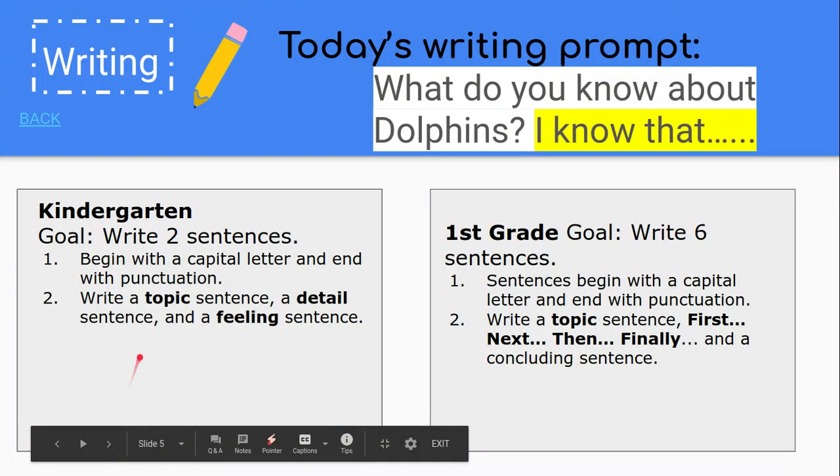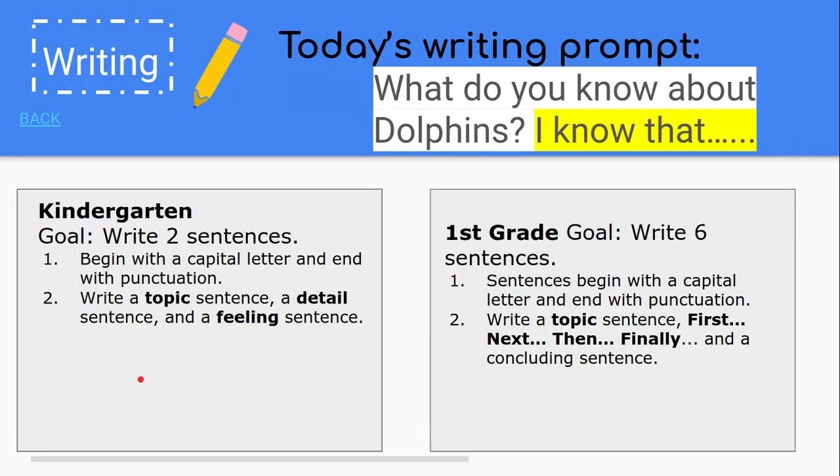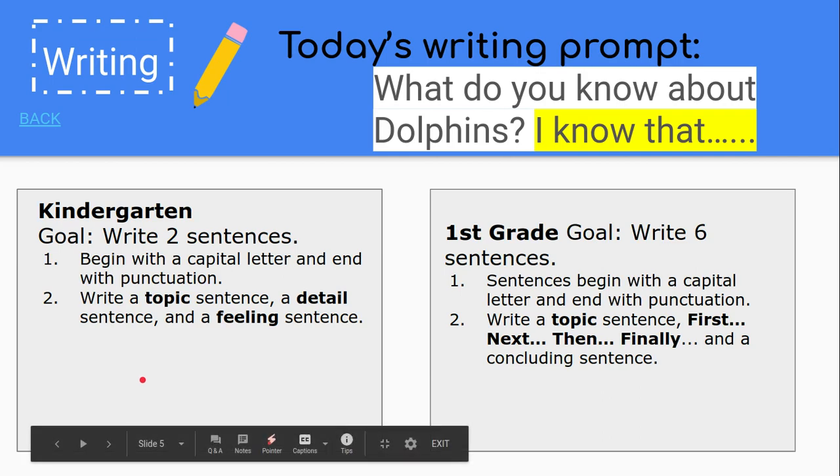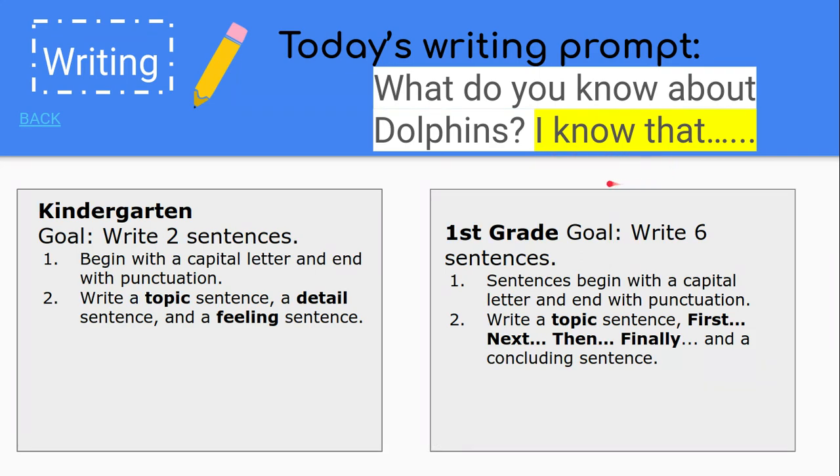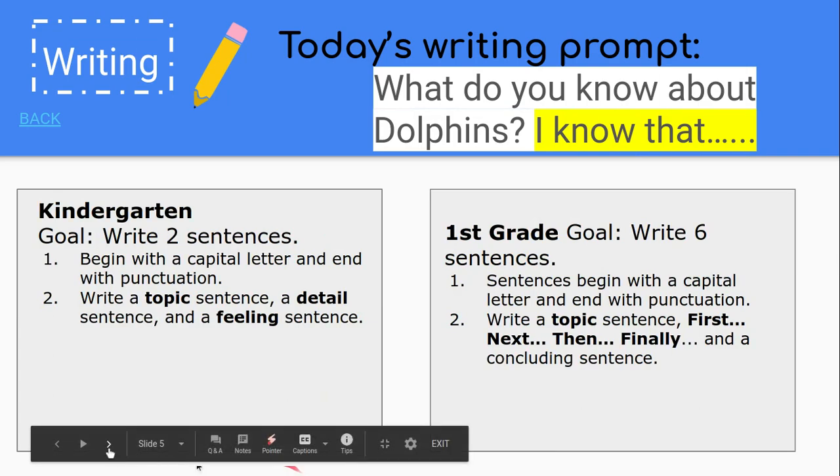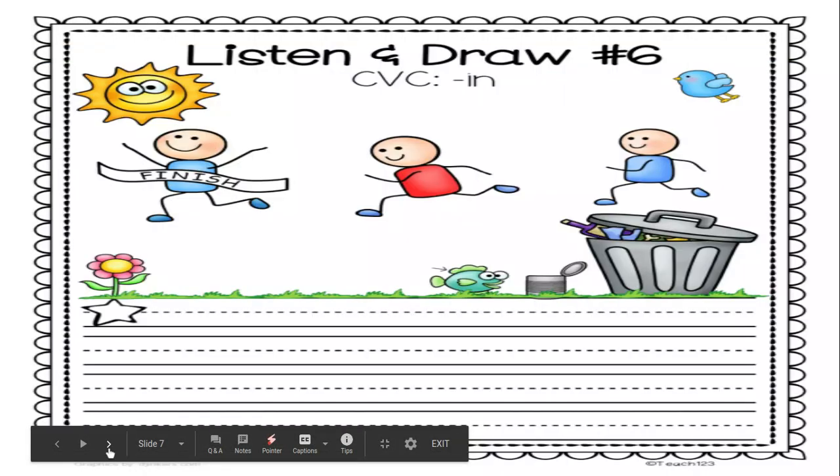All right, next one. Today's writing prompt: we just read 2 stories about dolphins. What do you know about dolphins? And I gave you the sentence starter in yellow. I know that, and tell me what you know about dolphins. Now, kindergartners, I want you to try and write 2 sentences, and first grade, write 6. Okay. All right, the listening activity.